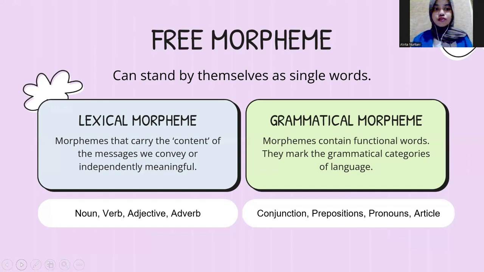So, lexical morpheme means that the morphemes that carry the content of the messages we convey are independently meaningful. There are noun, verb, adjective, and adverb in lexical morpheme, while grammatical morpheme means that the morphemes contain functional words, so they mark the grammatical categories of language. Conjunction, prepositions, pronouns, and article are in grammatical morpheme.